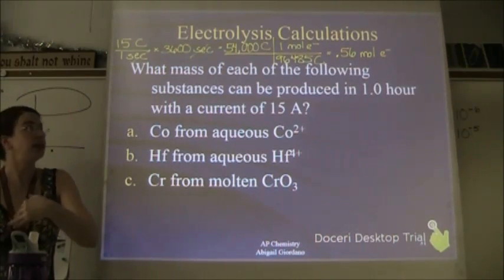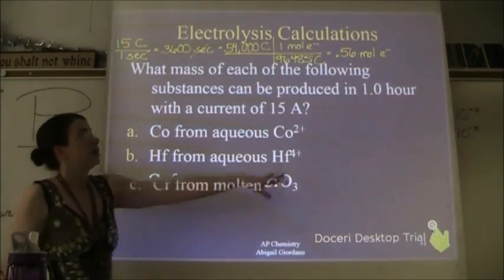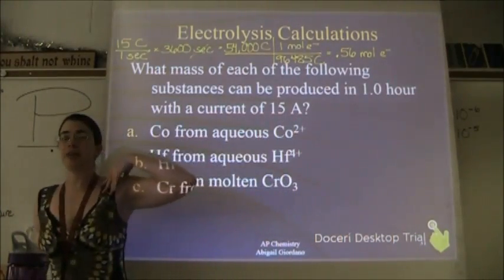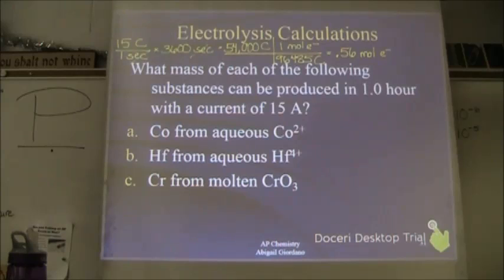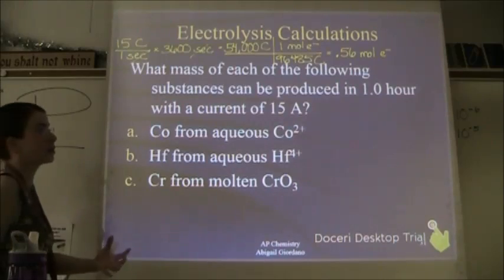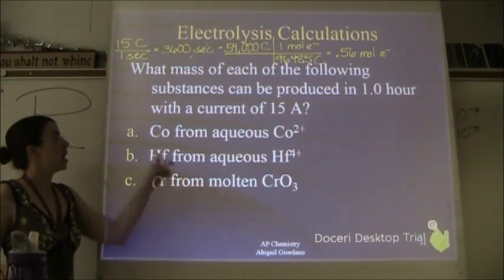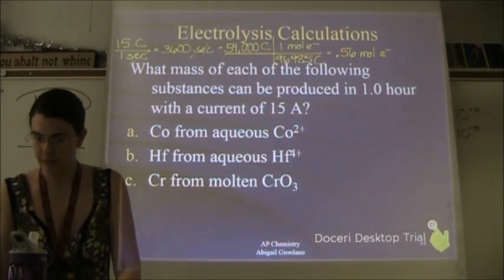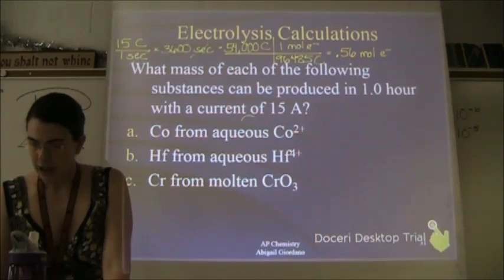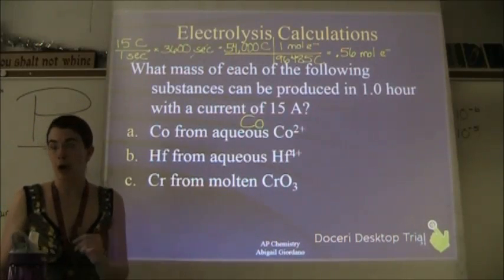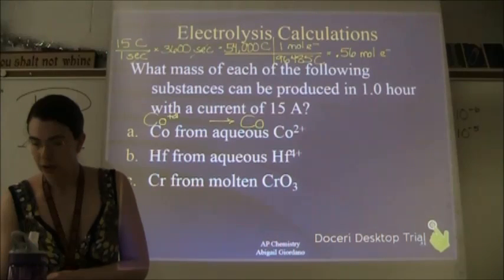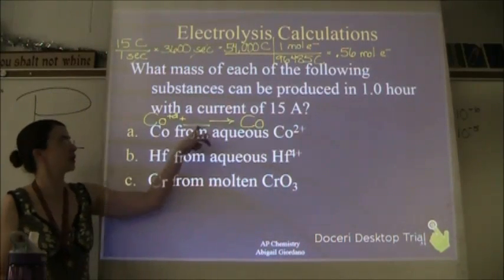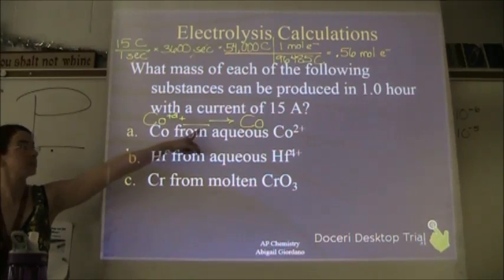If I run an electrolytic cell for 1 hour with a current of 15 amps, that means I will be able to force 0.56 moles of electrons through the wire. That's what that number is. How many electrons can I force through the wire? Now let's come down to letter A. I am trying to produce cobalt. And what's my starting material? Cobalt ion. Please tell me what's going to fill in the blank here of this half reaction?